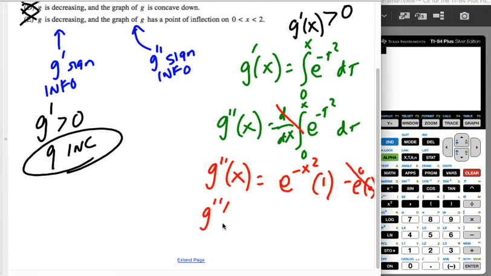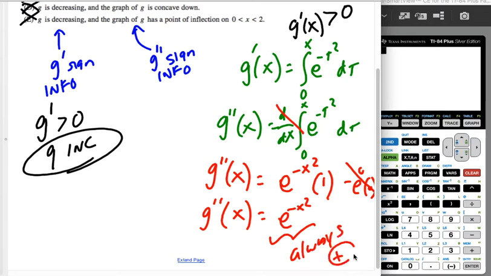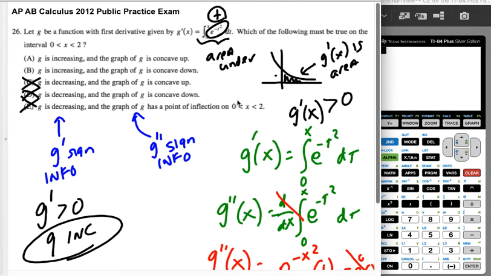So my g double prime of x is e to the negative x squared, which for the record is also always positive, because e to a power is always positive. So once I know my second derivative is positive, I can say, oh, g double prime is also positive, so g is concave up. Cool, that crosses off this guy, it's A, right?